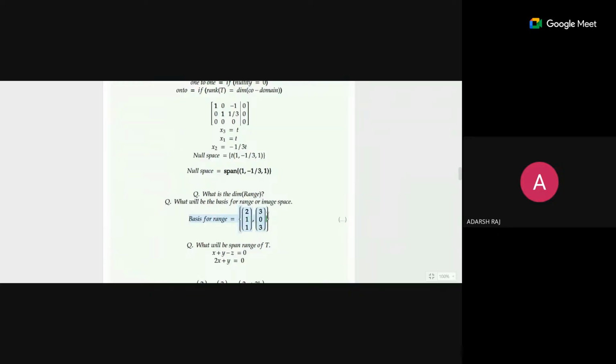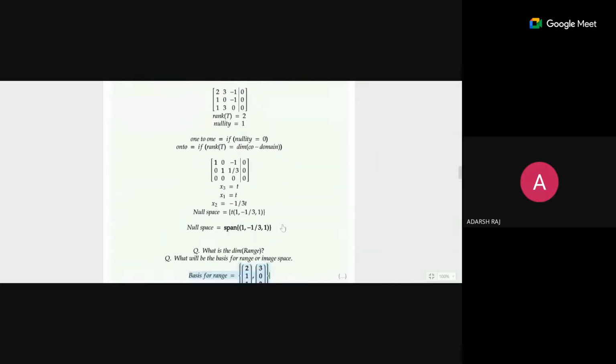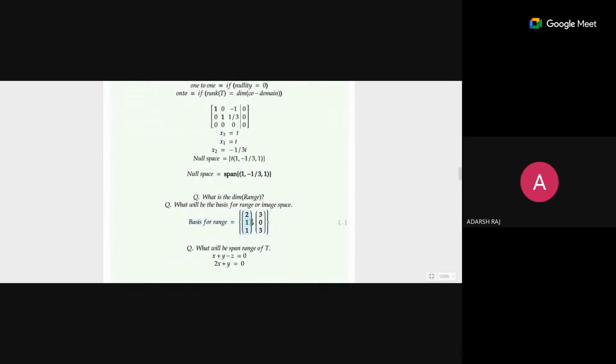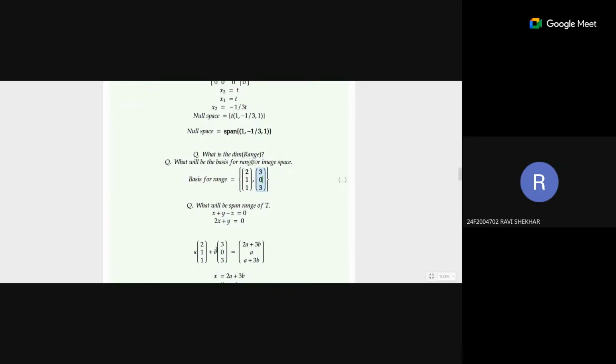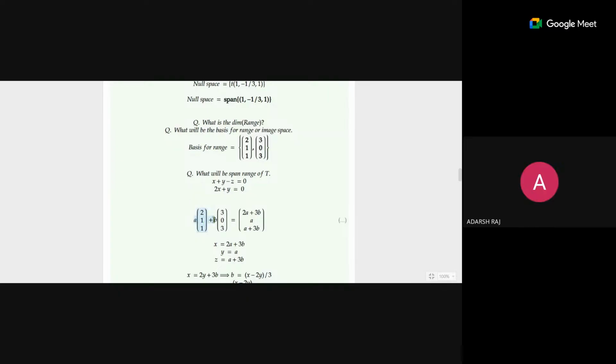This is the basis for the range of this linear transformation, these two vectors. What will be the span of the range of T? Any linear combination of these two vectors. If you take a linear combination of these two vectors, we can write x equal to 2a plus 3b.